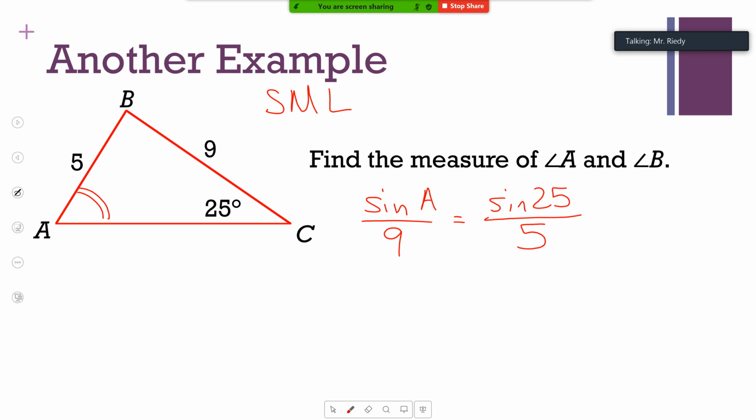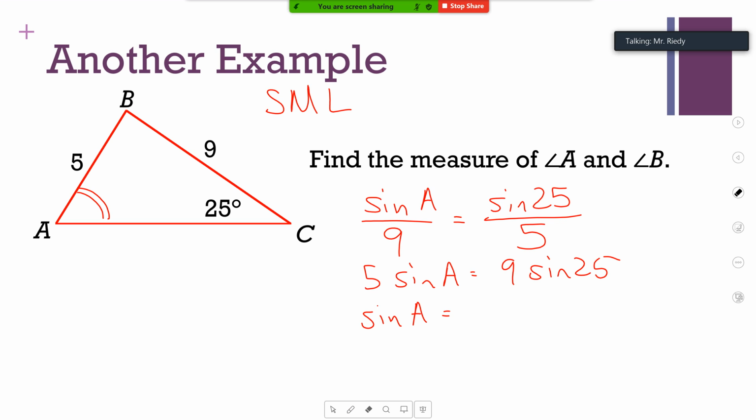Okay, solving this. Cross multiply. 5 times the sine of A is equal to 9 times the sine of 25. So the sine of A is equal to 9 times the sine of 25 divided by 5. Okay, everybody with me so far?